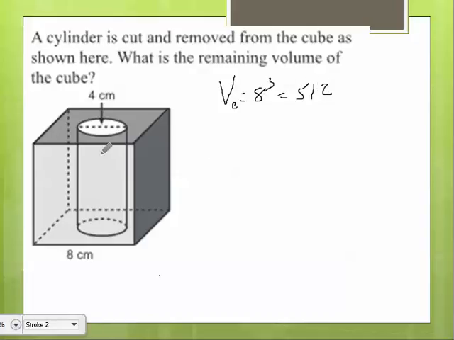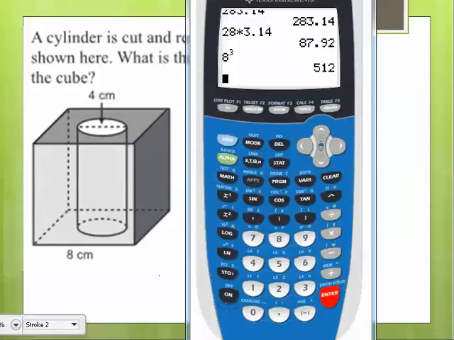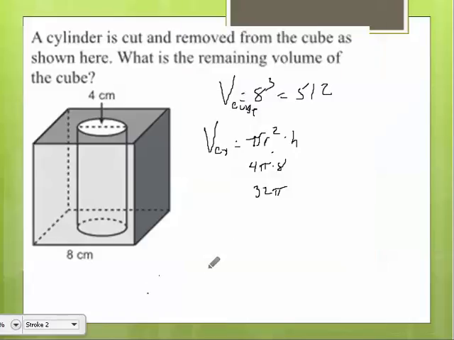Okay, so we need to find the volume of the cylinder. The volume of the cylinder is going to be the area of the base, which is pi r squared, times the height. All right. Well, in this situation, my r is 2, so that's going to be 4 pi times 8. 8 times 4 is 32, 32 pi. So my cylinder's volume in this situation is going to be 32 times 3.14, and I wound up with 100.48.